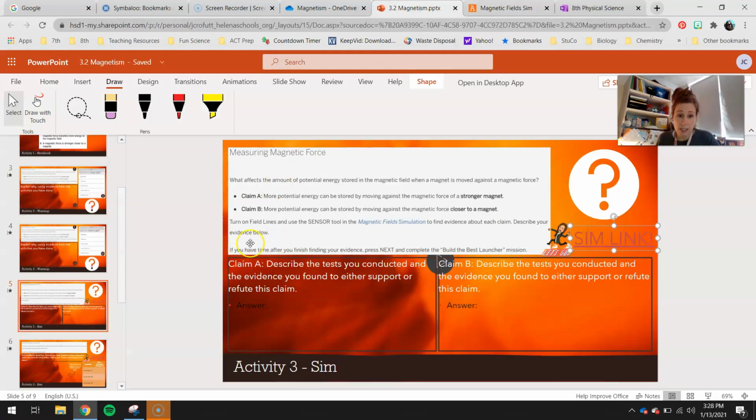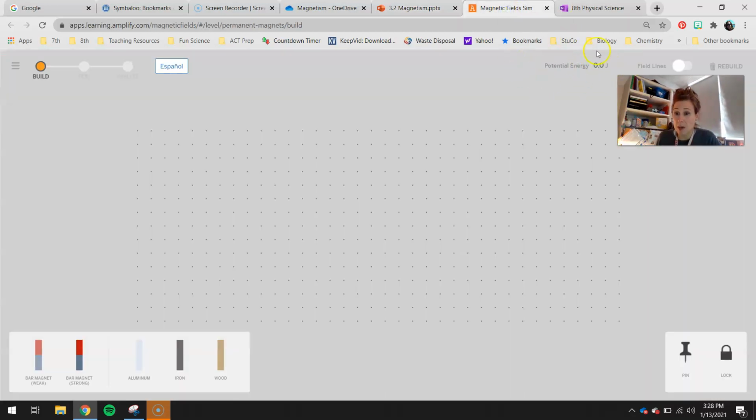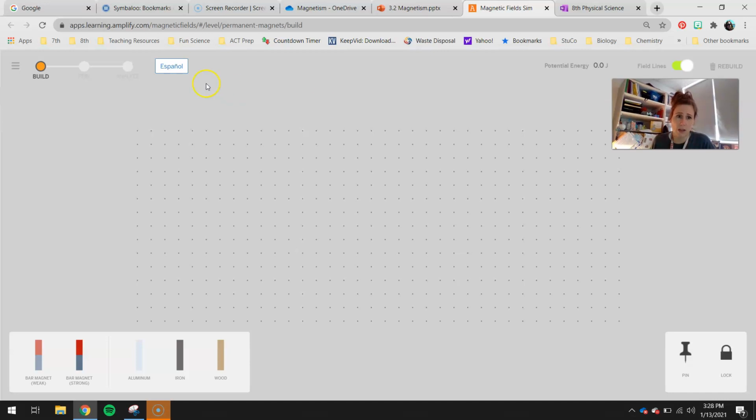Okay, here are your directions. Turn on the field lines and use the sensor tool and the magnetic field simulation to find evidence about each claim. Describe your evidence below. So really you guys are researching this. For claim A, you are again testing stronger magnets. So you might want to compare a weaker magnet versus a stronger magnet, taking a look at the amount of potential energy you have, and also sensing how each of those magnets work.